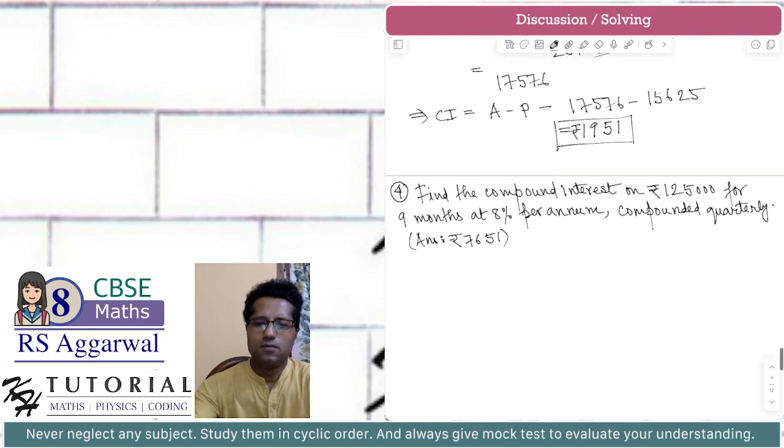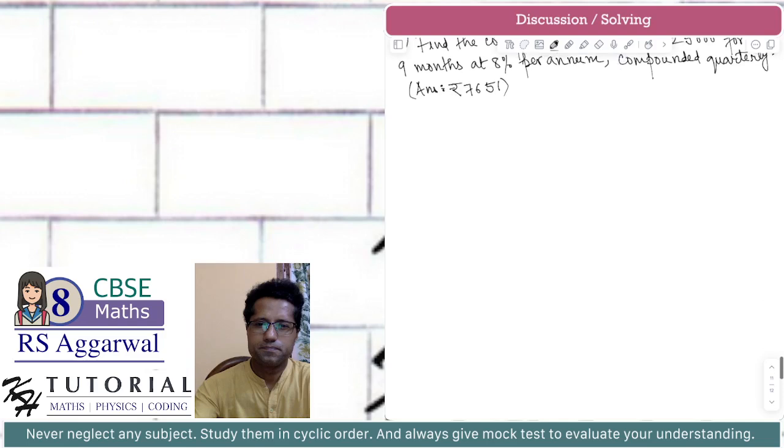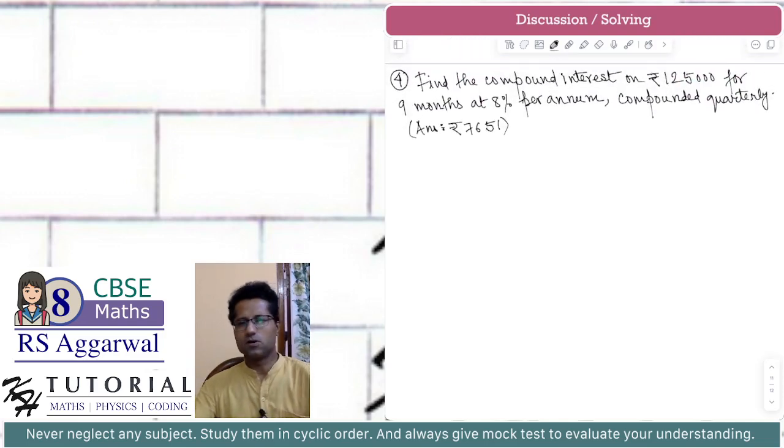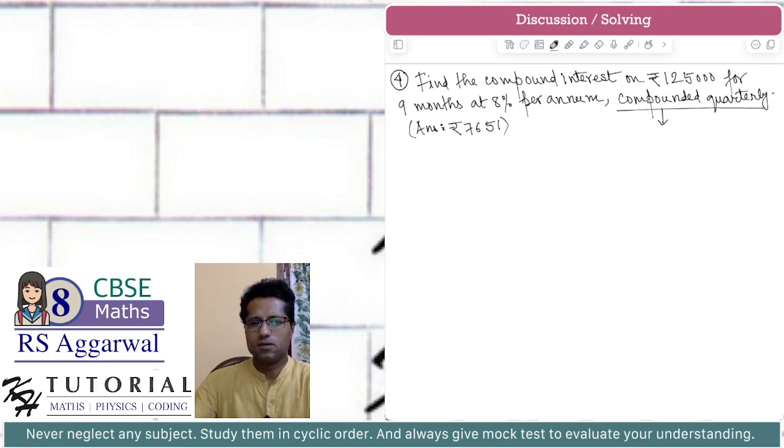Okay, let's do the problem number 4. Find the compound interest on rupees 1,25,000 for 9 months at 8% per annum compounded quarterly. So compounded quarterly means u is equal to 3 months.